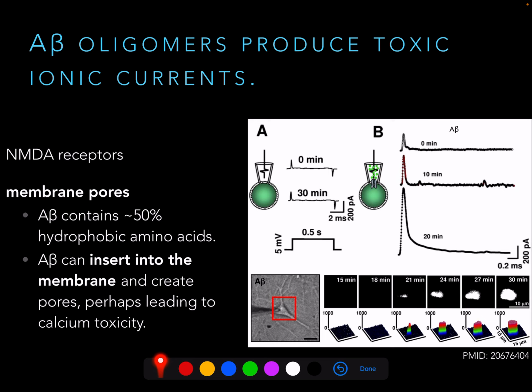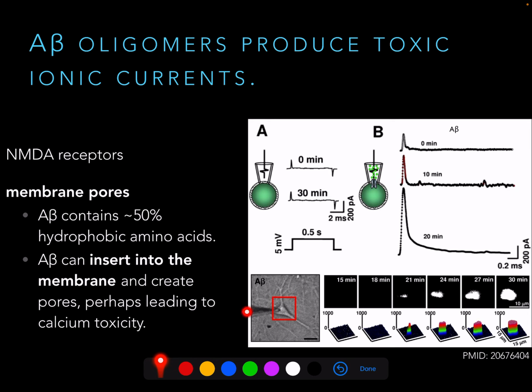So what they did, here's the cartoon up top, they put a pipette on and they waited. In this case, no A beta, in this case, A beta. And when they deliver a little depolarizing potential, they don't get much of a current. Look, nothing going on here. But with A beta in the pipette, not much at first. Ooh, look at that. Twenty minutes later, we get this really noticeable positive current when we deliver that potential. Here we can actually see the pore opening.